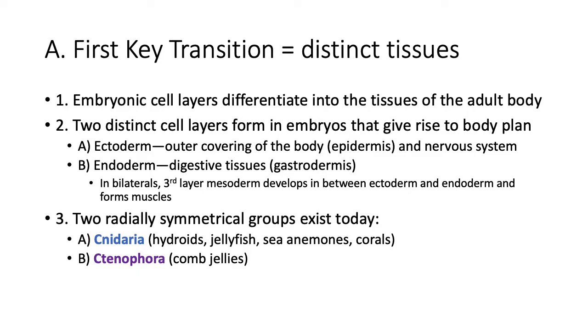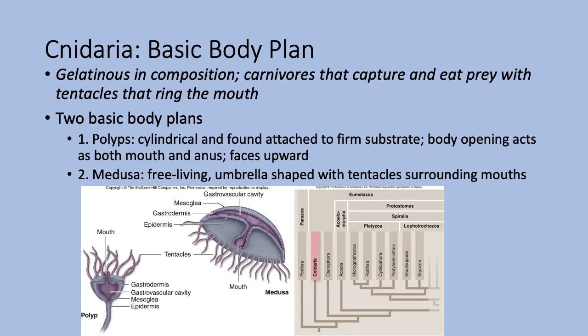All right, so the basic body plan of cnidarians, our first blue slide here. So they're kind of gelatinous in their composition, okay? They are carnivores. They eat their prey using their tentacles that ring the mouth. They do have 2 different body plans. They have something called the polyps, you can see that in this diagram down here. And the Medusa stage, which is what you're probably more familiar with.